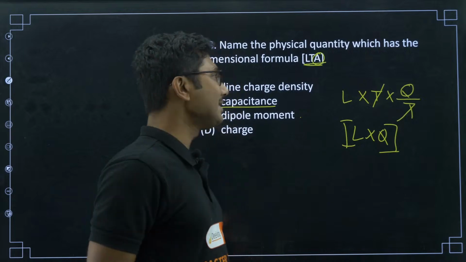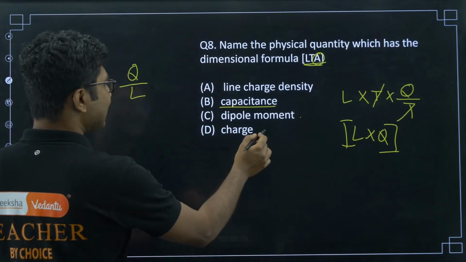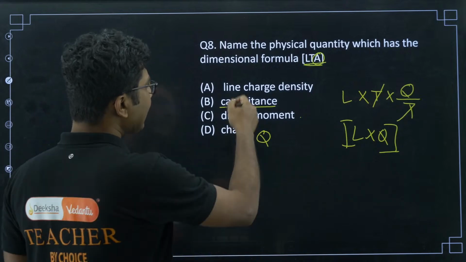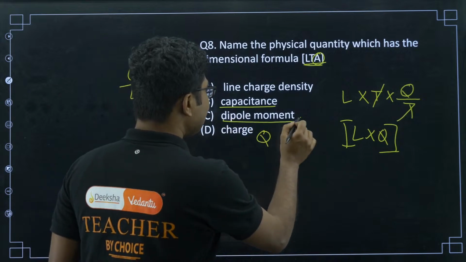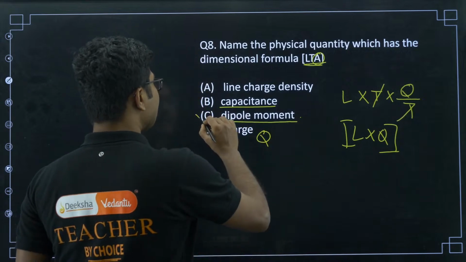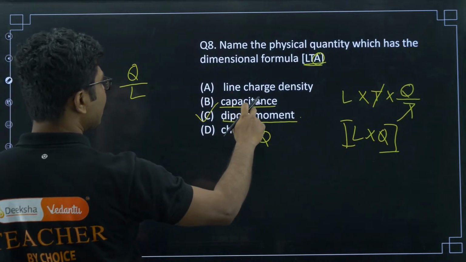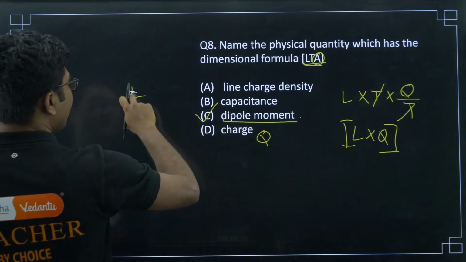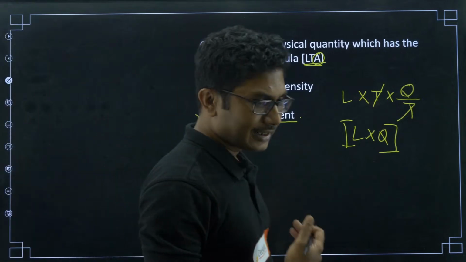Line charge density is charge divided by length. Charge is only Q, and capacitance you can calculate, that is a completely different quantity. So the only thing that is relevant is dipole moment. So the correct answer is dipole moment, and as I said, capacitance is not from this chapter, so you can ignore that quantity. I hope most of the students have understood it and answered it correctly.